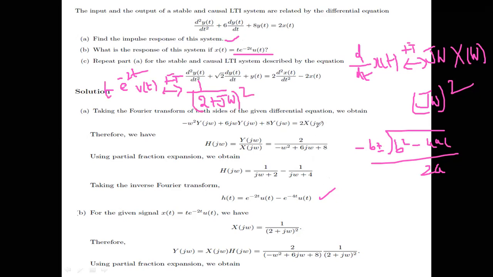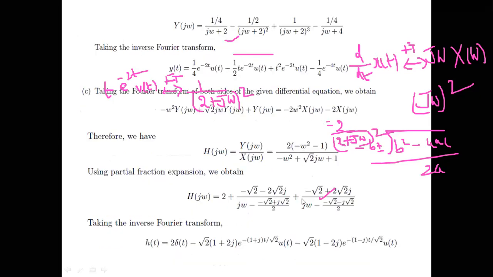Okay, you can take it as a multiplication factor of 2, that is equal to 2 by 2 plus j omega whole square. Now you can take the cross multiplication, that is 2 by minus omega square plus j omega plus 8 into this one, 2 by plus j omega whole square. Again, by using partial fractions, with the two factors here and the two factors here, totally the order is 4.